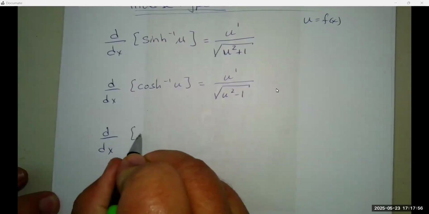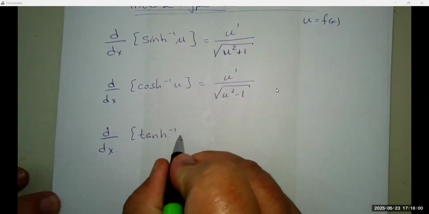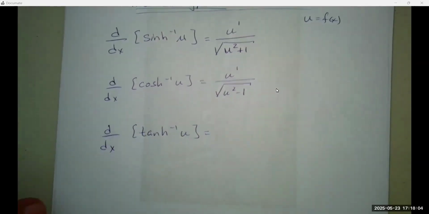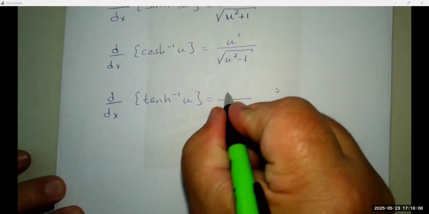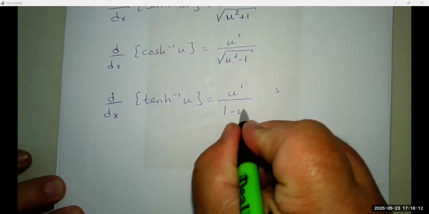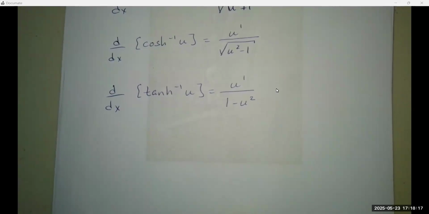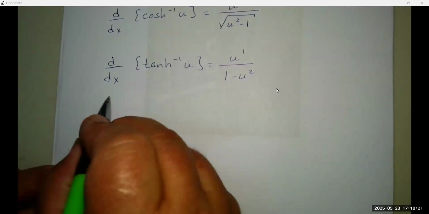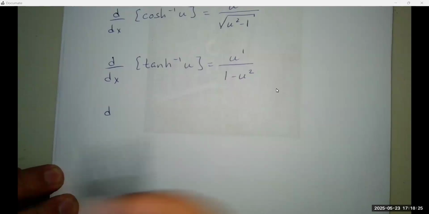Then the third one is the hyperbolic inverse tangent of some function u, which is equal to u prime over 1 minus u squared. No more square root on this one. And the next ones are going to be the cosecant, secant, and we have to do the cotangent.